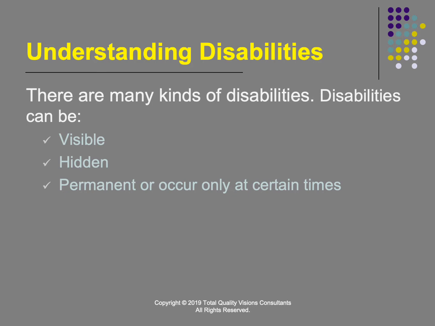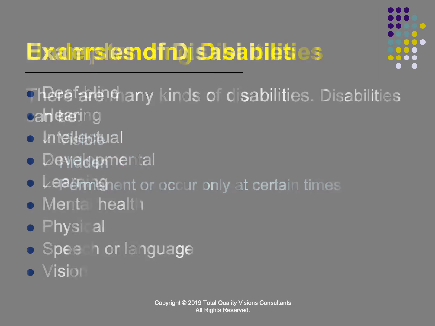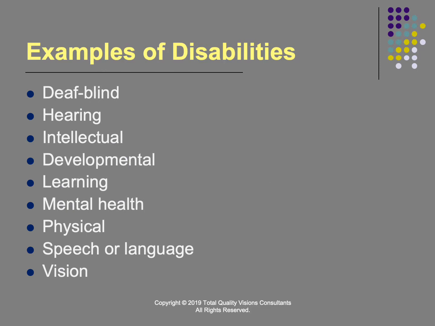Understanding disabilities. There are many kinds of disabilities. Disabilities can be visible, hidden, permanent, or occur only at certain times. Examples of disabilities include hearing, intellectual, developmental, learning, mental health, physical, speech or language, or vision.